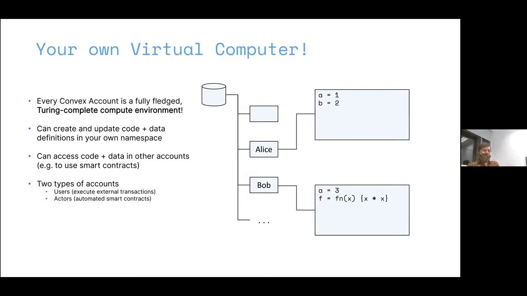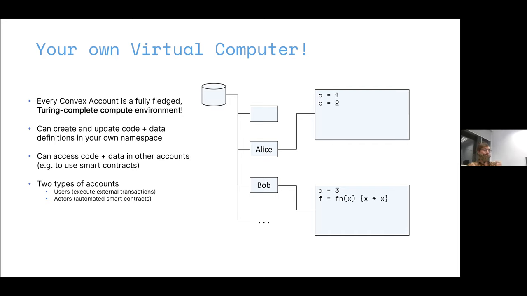And there's actually two types of accounts. User accounts, which is one that a user has created and is using to either write code or execute transactions or manage their own assets. Or you can also have actor accounts, which don't have any user, they're fully automated and they're just operating according to smart contract rules. So you'd use an actor to implement a system that executes smart contracts.